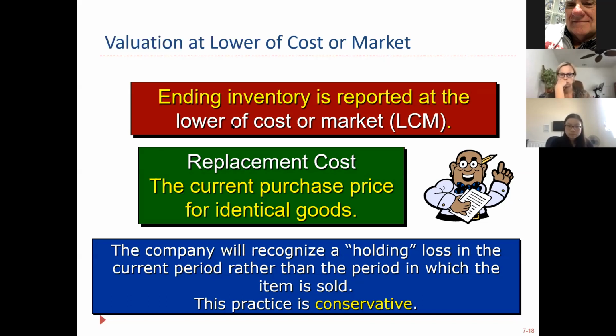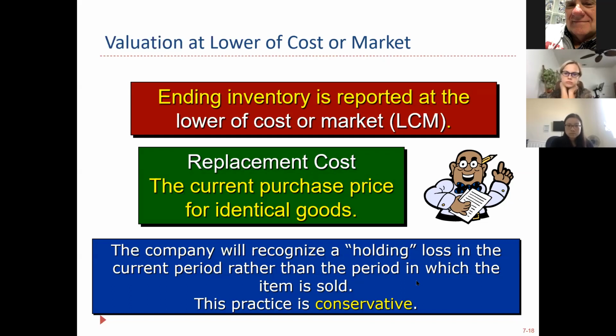Ending inventory is thus reported at the lower of cost or market. Selling price, replacement cost, the current replacement cost. What would it cost to buy these goods today? And if we have a sales price that goes below that, we have a loss. And that's part of the principle of being conservative.